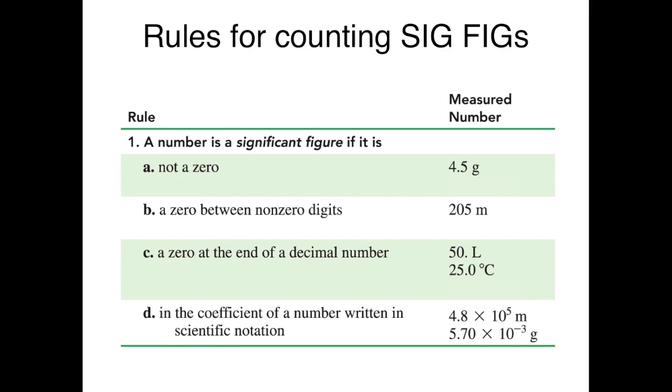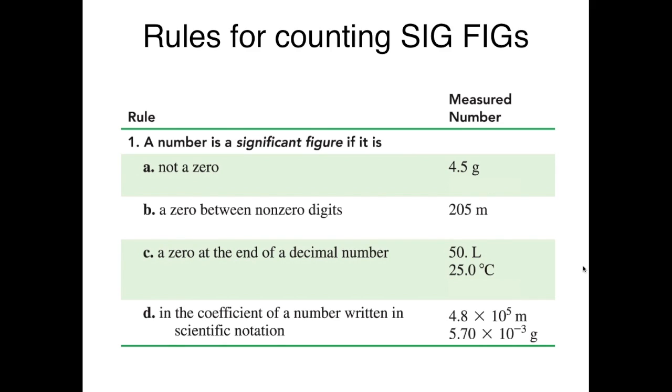In case B, we see that a 0 is significant if it is between non-zero digits, right? So in the measured number of 205 meters here, these are non-zeros. There's a 0 between two non-zeros, so this 0 is significant. So to count significant figures in this number, we would say 1, 2, 3. There are 3 significant figures. What are other cases where zeros are significant?